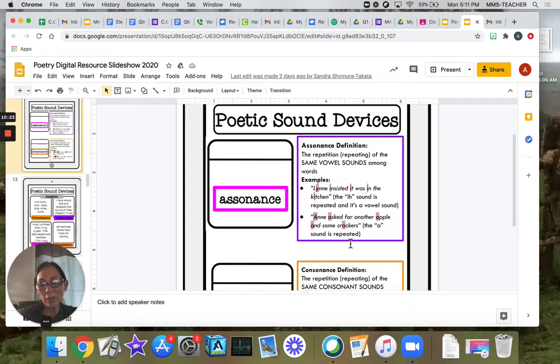Okay, so Lynn insisted it was in the kitchen. Do you hear that I sound? And it's repeated. So assonance is the repetition of the same vowel sounds among words. Here's another example. Anne asked for another apple and some crackers. The A sound is repeated. That's a vowel sound.